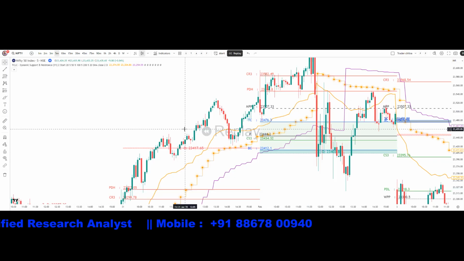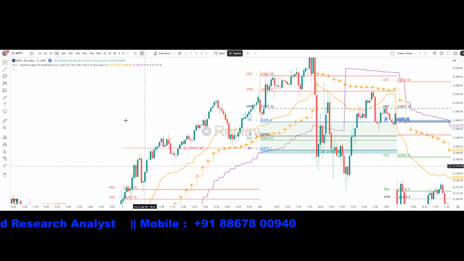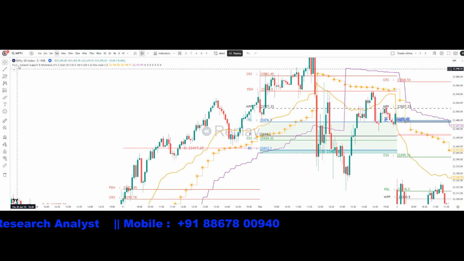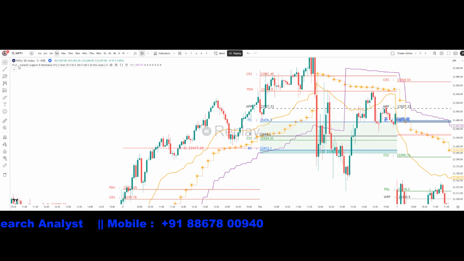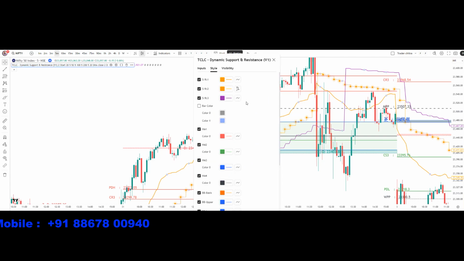This is the Nifty chart. Here this is the customized CPR indicator, that is TCLC, dynamic support and resistance. I have already uploaded a video on this, how to enter into the trade, and I have already explained the settings. For those who are watching this video for the first time, I'll explain once again.